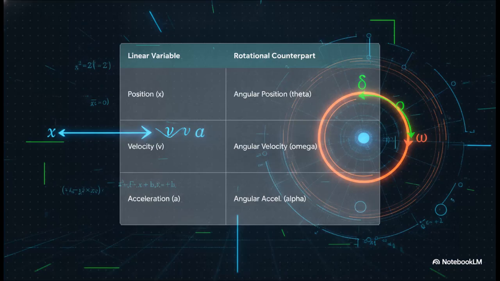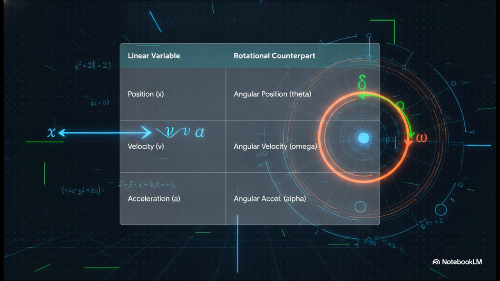So think of this mapping as our Rosetta Stone. Instead of tracking a position along a straight x-axis like we're used to, we track angular position using the Greek letter theta, and this is measured relative to a fixed zero-angle reference line. Now, it's absolutely vital here to remember, we measure this in radians, not degrees.